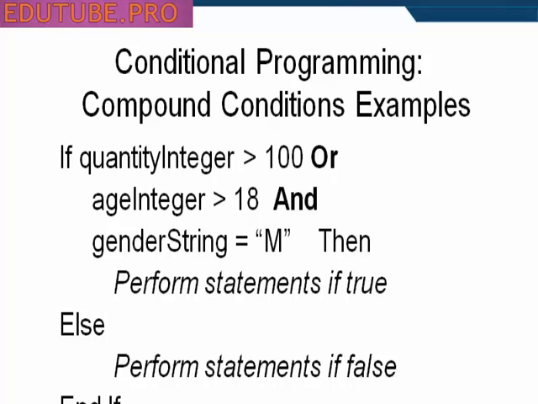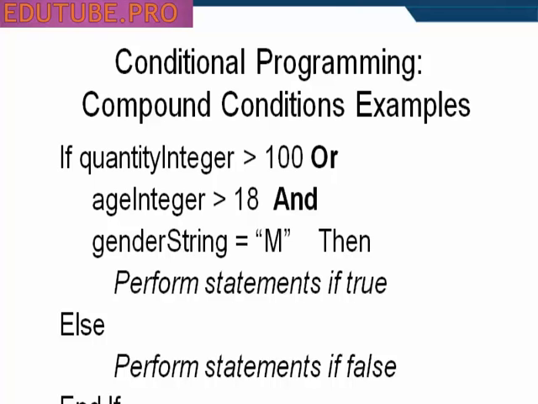For example, you could say if quantity integer is greater than 100 or age integer is greater than 18 and gender string is equal to M, presumably evaluating as a male as opposed to a female, then this statement will be considered true. However, it's important to note that with an OR and an AND in the same statement, what is joined by the AND is always executed first.